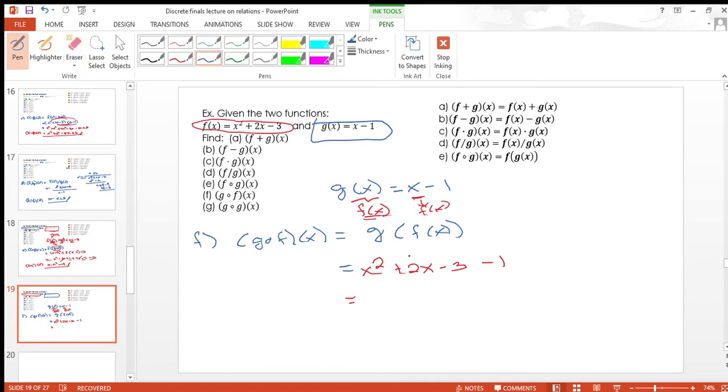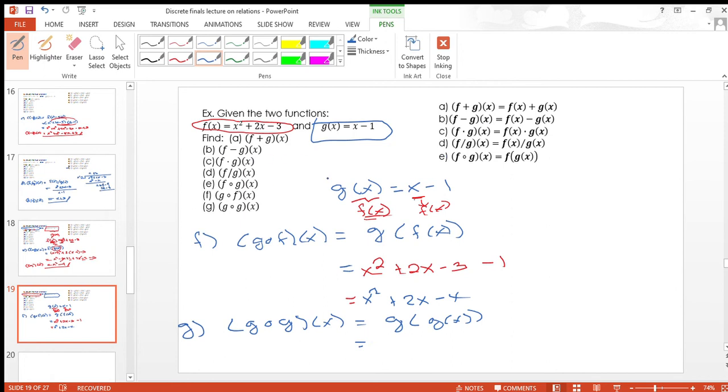So the final answer there will be x squared plus 2x minus 4. Okay? Now for the last one. The last is the g of x. So by definition, this is just the g of x. Okay, so what will happen here?